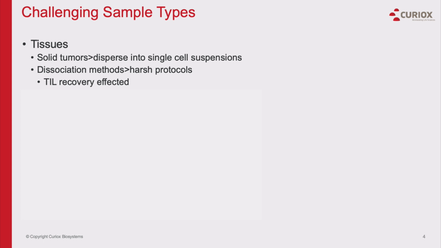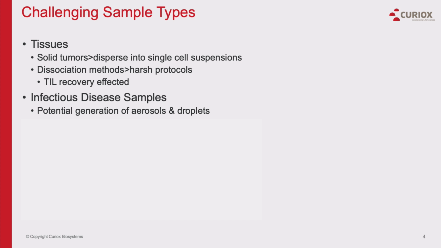There are not many TIL cells within a tumor itself. They're a relatively rare cell population. So you're starting with low numbers to begin with. And then as you put them through these dissociation protocols, you're going to lose even more cells and viability.